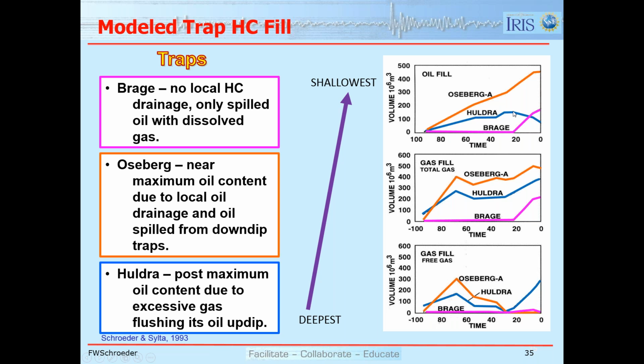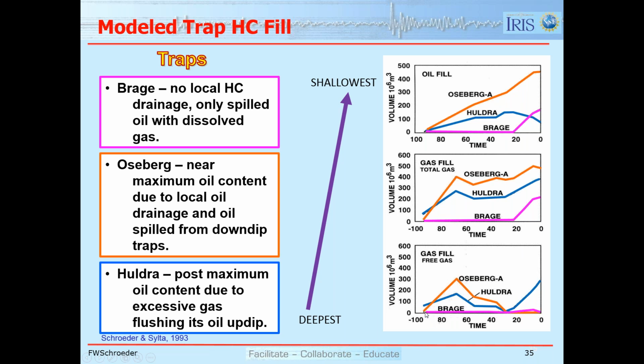about 20 million years ago, and then it starts to drop. And it's dropping because the total gas in Huldra increases dramatically. And so this loss of oil is attributed to the spillage of the oil as the gas has been flushing the oil out of the deeper trap. Oseberg has received oil and it's almost at its peak amount.